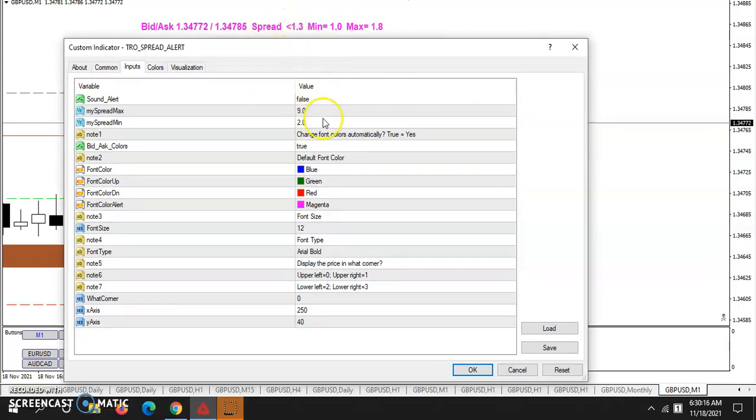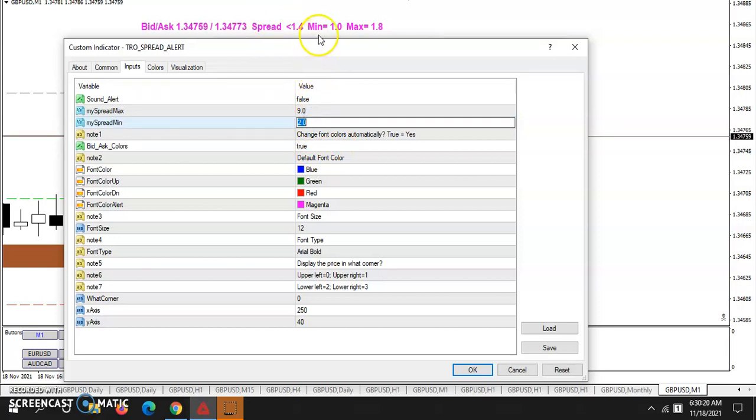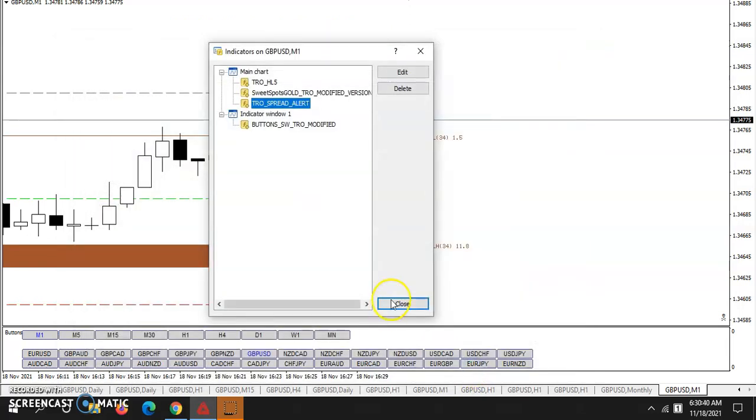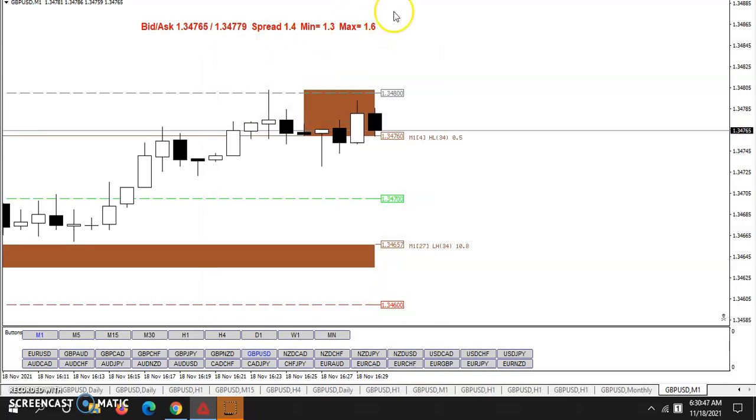Now, let's see here. We've had a minimum spread so far of 1.0 and a max of 1.8. So maybe what we want to do is set this to 2.0 and spread minimum 0.9. So that way we'll get alerted if the spread goes out of that range.